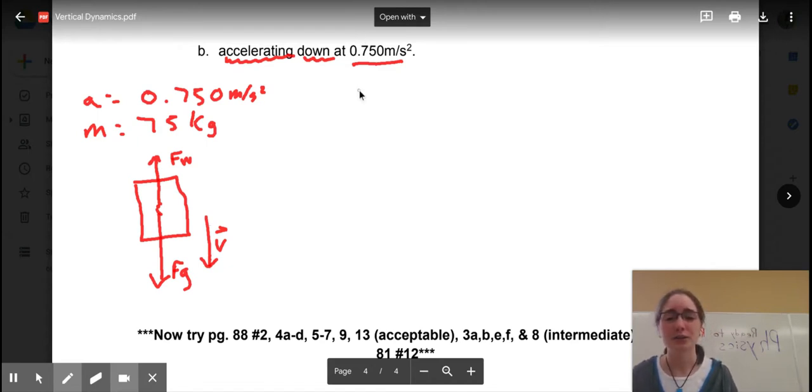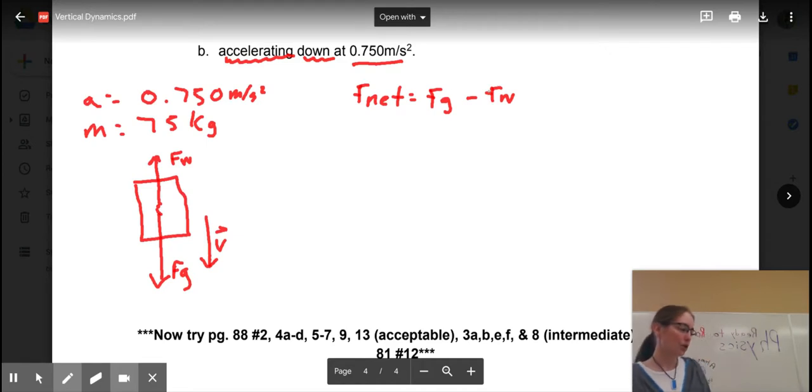All right, so my Fnet is still MA, still the sum of all my forces, but now my FG is going to be my positive force. It's going down. So my sum of all forces is now going to equal my FG minus my FN, okay? So notice how I put that together. Down is going to be my positive here, okay? So now let's rearrange this. My Fnet is MA. Now I have Mg minus FN.